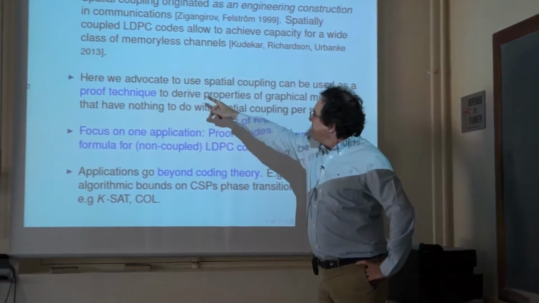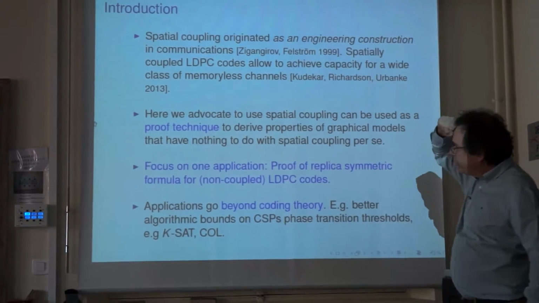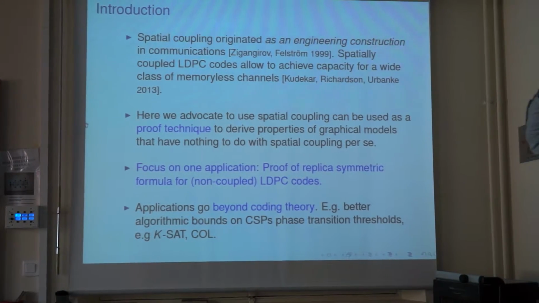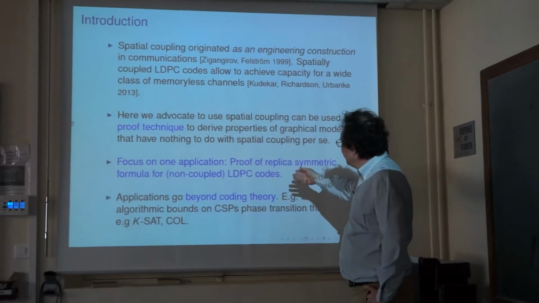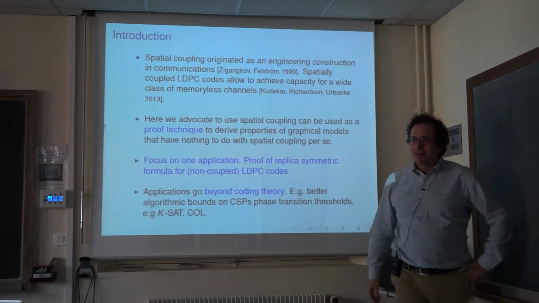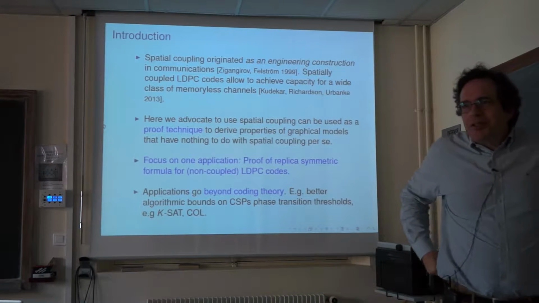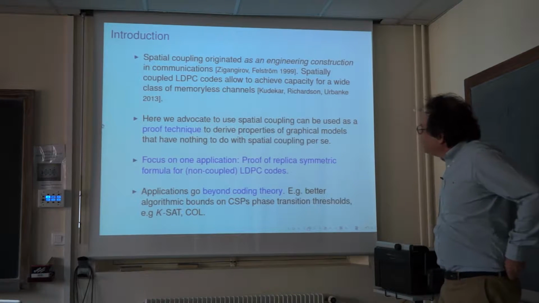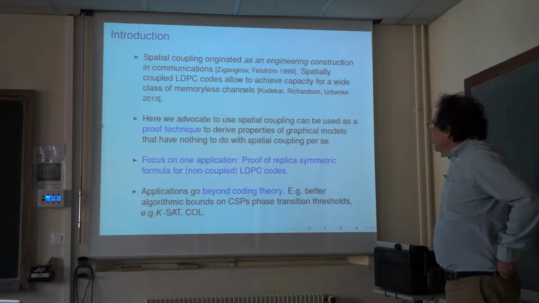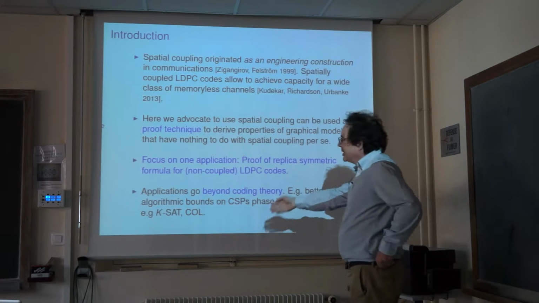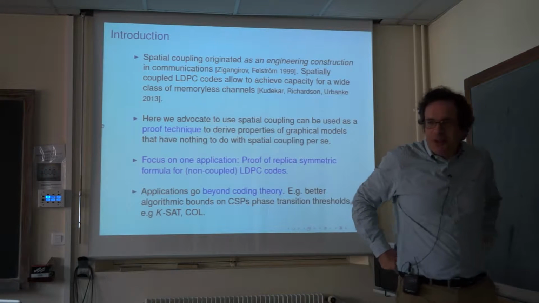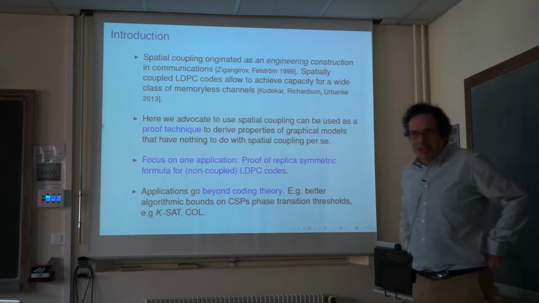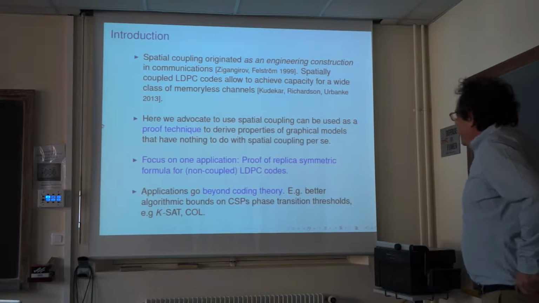To use spatial coupling as a proof technique, now I have to choose a problem, and I can choose the problem of LDPC codes, and this is what I will do. Or I could have chosen the problem of KSAT, proving bounds on the thresholds of the KSAT problem. I had a set of slides on this KSAT, but I thought I would prepare a new set of slides this week. Even if Henri tried to convince me not to, I did so.